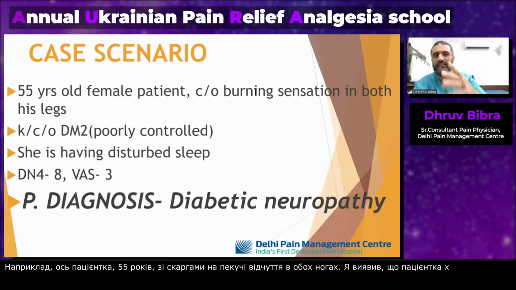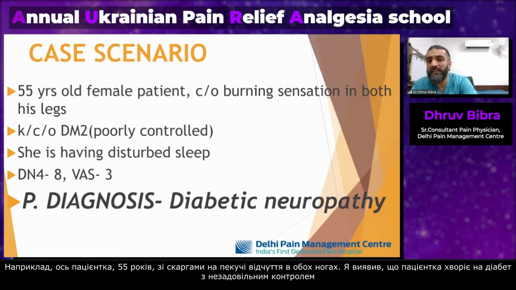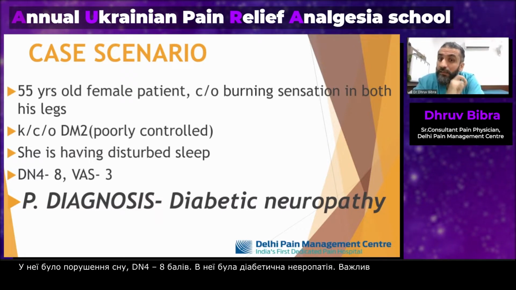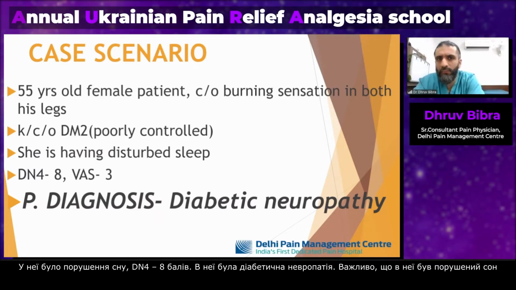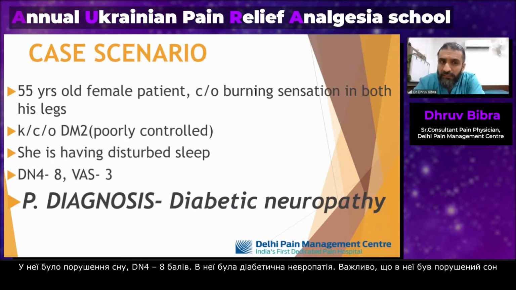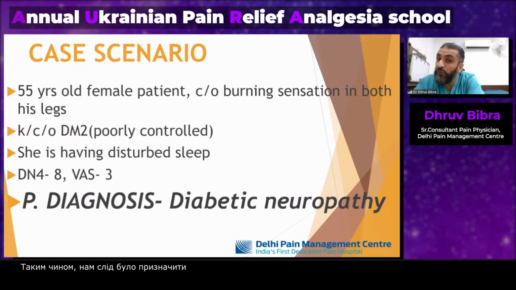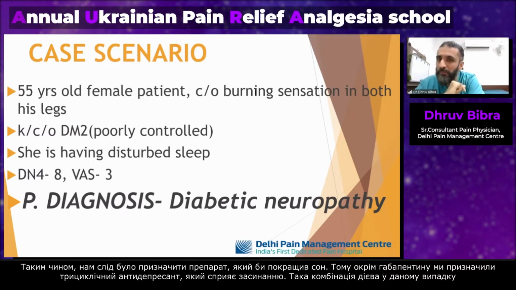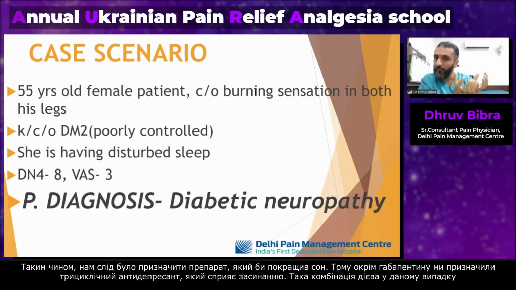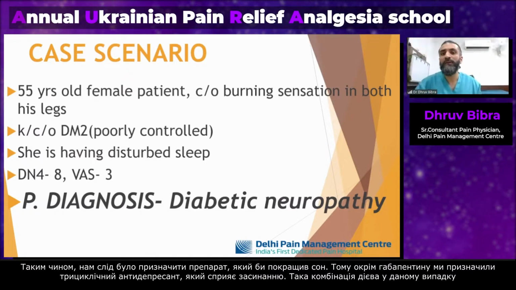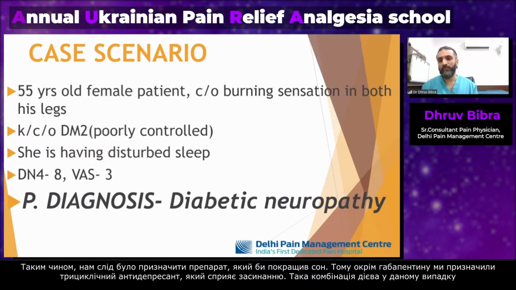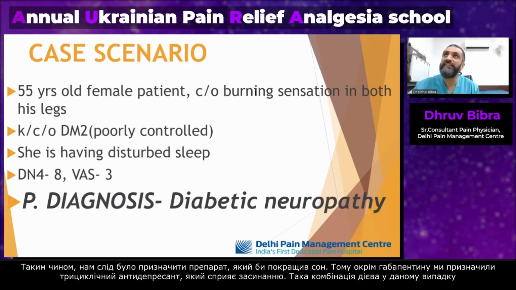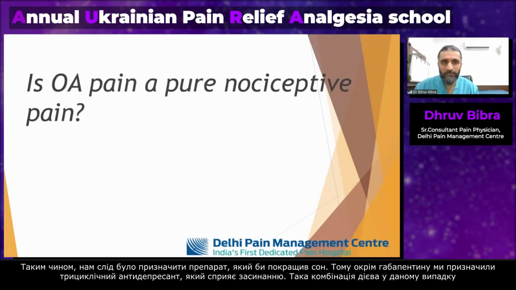Now, for example, this is a 55-year-old patient complaining of a burning sensation in the leg. I found out that the patient was diabetic and poorly controlled and had disturbed sleep. HbA1c was 8. Obviously, we are dealing with diabetic neuropathy. The important thing is that the sleep is being disturbed, so we have to use something which will help in sleep. So apart from using gabapentin, we will be complementing it with a dose of tricyclic antidepressant, which will help in sleep also. So this combination is going to work in this case.